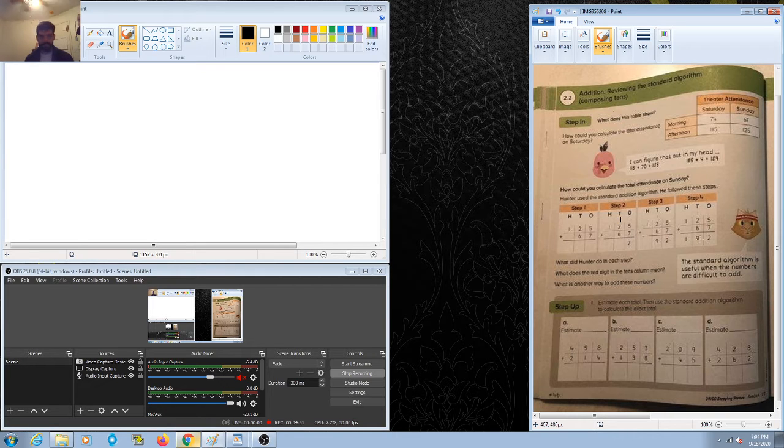So what Hunter did in each step was he calculated the sum of the numbers in each column being the place value, specifically one place value at a time. And he carried over any times necessary where the sum of two digits or two numbers was a two-digit number, being 10 or greater. Okay?